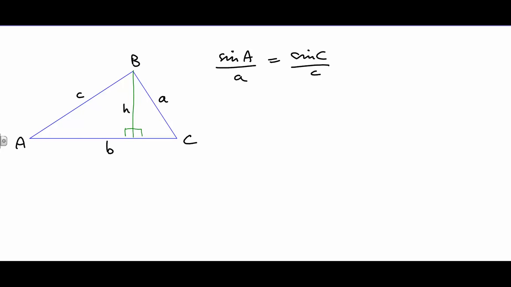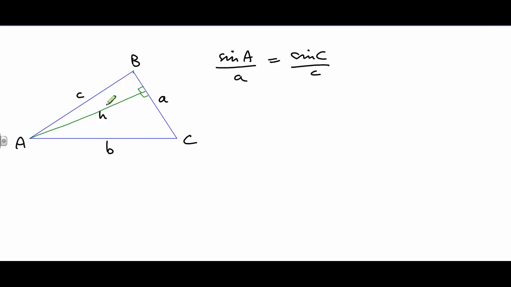Now, there was nothing special about drawing the vertical line from B to AC. That was just a line which went from B perpendicular to AC. Instead, we could draw one from A to BC, like that. And that also cuts the triangle into two right-angled triangles, and we can do the same thing again. And h is now this length here.